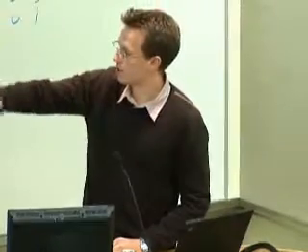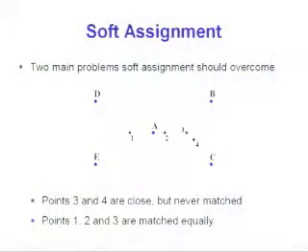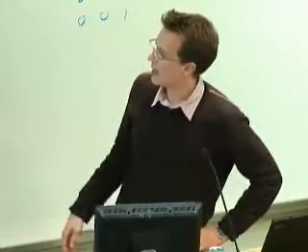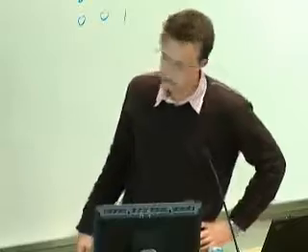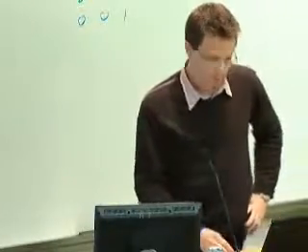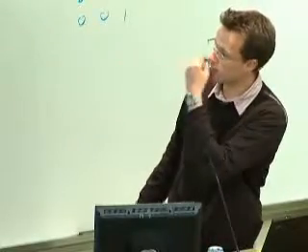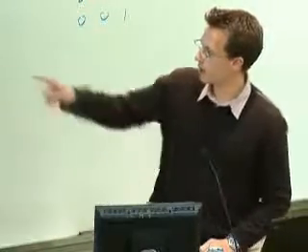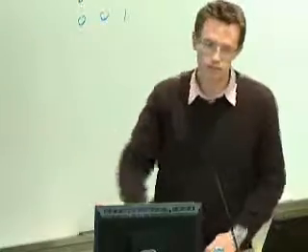We've moved from a hard partitioning of the space on the left to something a bit more nuanced on the right. There are two main problems that soft assignment should overcome here. We've got cluster centers A to E, and points 1, 2, 3, and 4. The first problem is that points 3 and 4 here are close in the space, but we never match them because they lie on either side of this boundary. And 1, 2, and 3 are normally matched equally, whereas we'd quite like to say that 2 is closer to 3 than 1 is to 3.